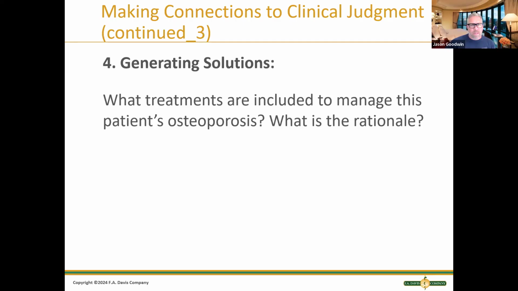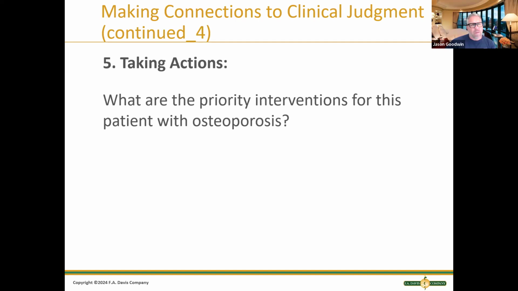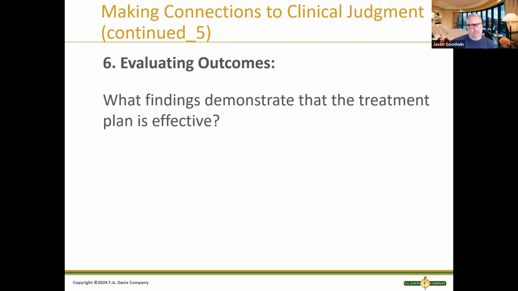What treatments are included to manage this patient's osteoporosis? What's the rationale? Well, we can encourage weight loss. If she's a smoker, that's going to be important. Good nutrition, limit alcohol intake, weight and strength training, and then of course medications and supplements. What are the priority interventions for this patient? Well, let's see. So, well, we already see.